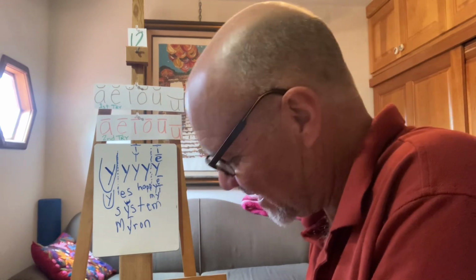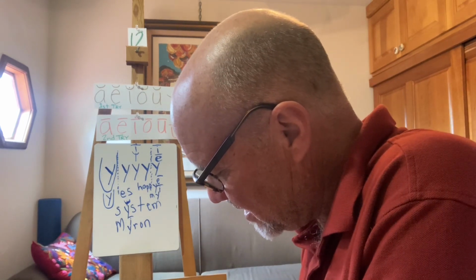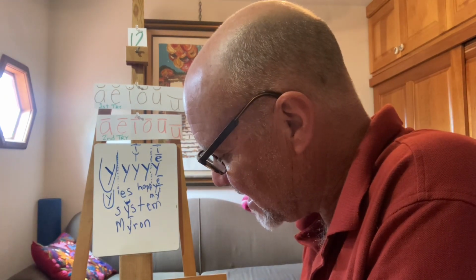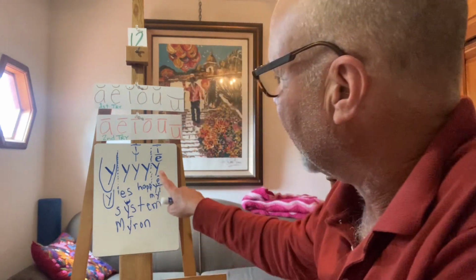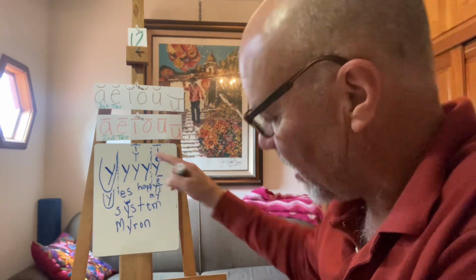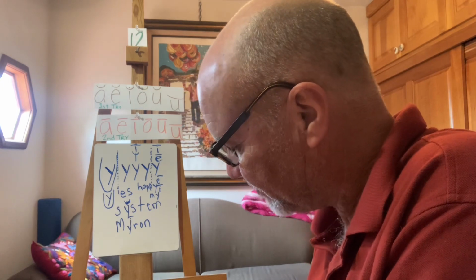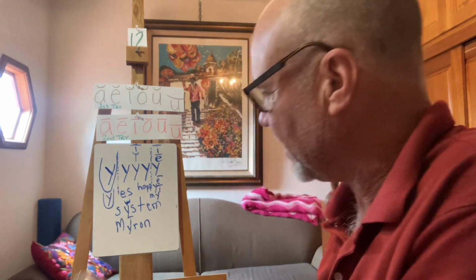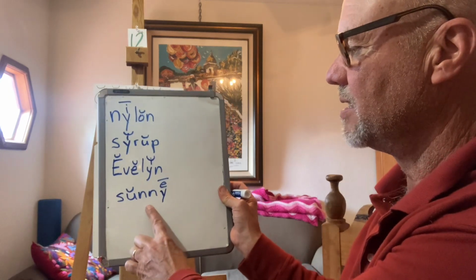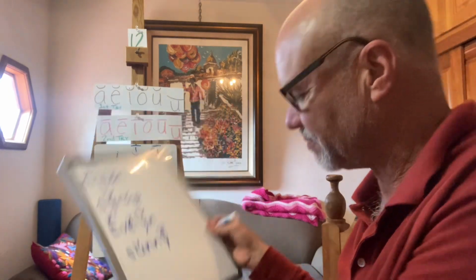Sunny. Okay, that's Y at the end of a root word. First try E, sunny, E, sunny, and mark it. Sunny. Very good. Wow, let's see another word.